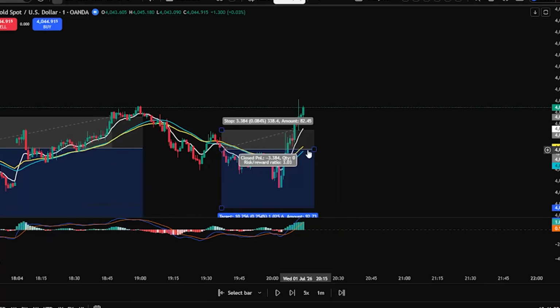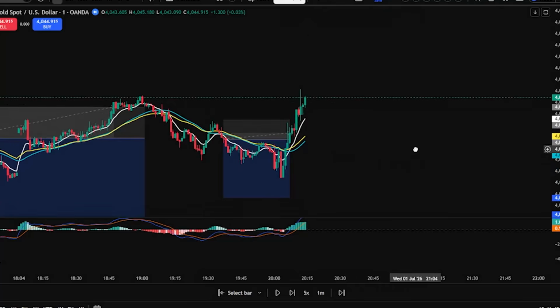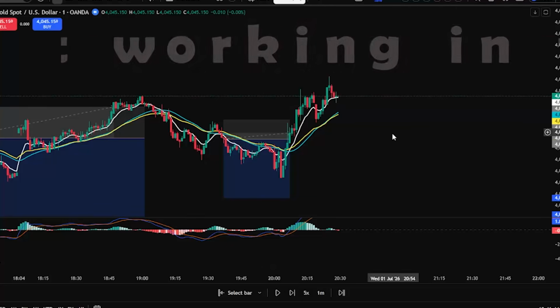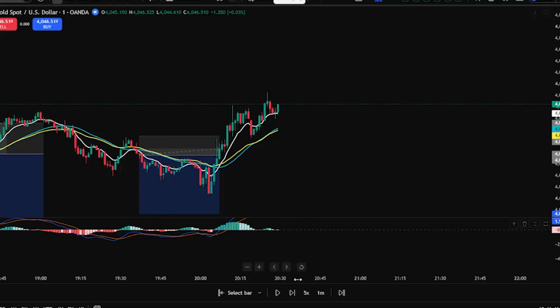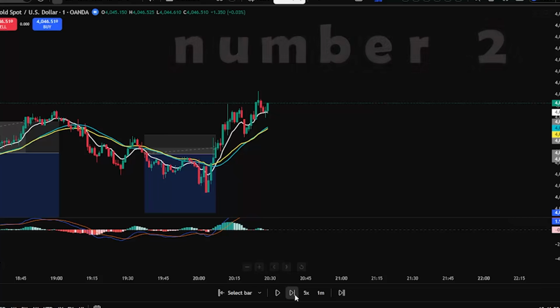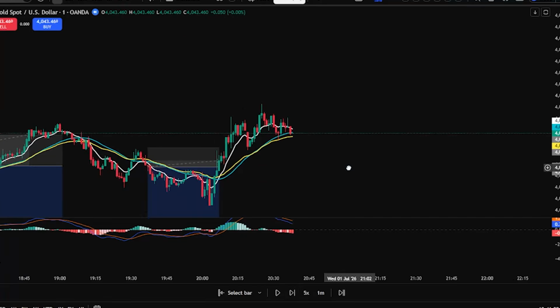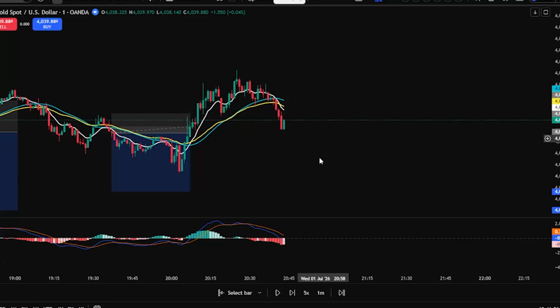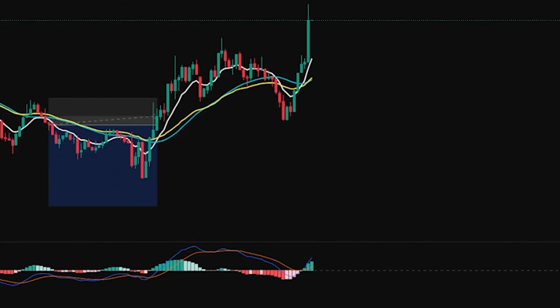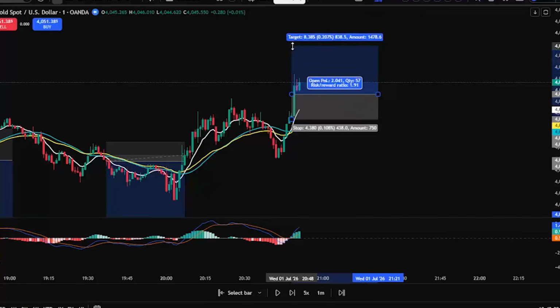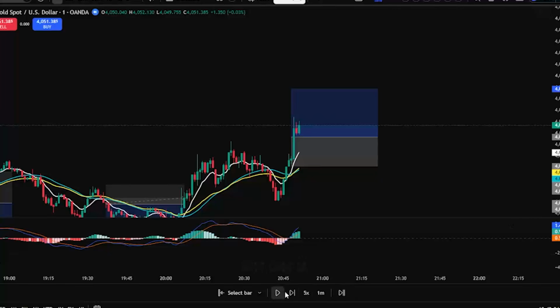The EMA 9/21/34 system works best when the market has clear direction. Avoid forcing trades when the EMAs are flat and prices moving sideways. Number two, wait for the important trading sessions. The best opportunities usually appear when liquidity increases, especially during the London and New York overlap. This is when gold normally creates stronger movements and cleaner pullbacks.